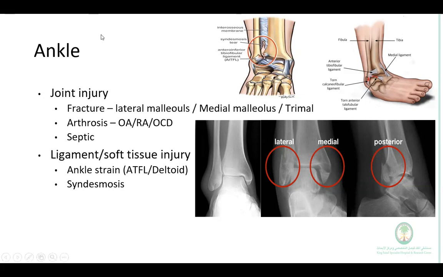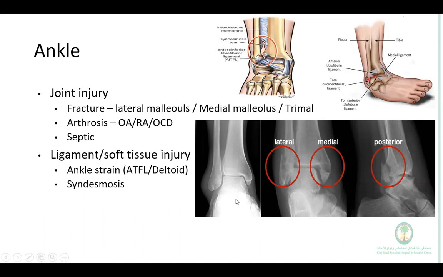This is what we suspect, and usually we suspect the ATFL, the anterior talofibular ligament, and the deltoid. The ATFL is the lateral ligament, and the deltoid is the medial ligament, which attaches to the medial malleolus. These can be injured with a bad twist to the ankle. If they didn't fracture the bone and they have a lot of swelling, I would suspect ligamentous injury because they can't get away without anything.